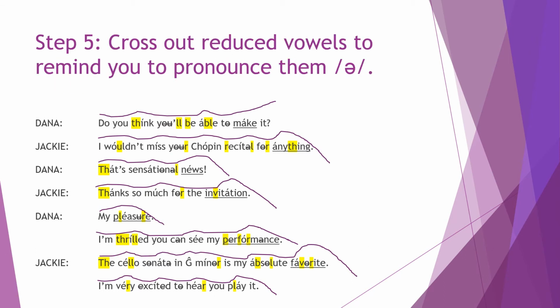In step 5, you will cross out reduced vowels to remind you to pronounce them. This can mean reduced vowels in unstressed syllables of multisyllable words, like the last syllable in recital, or the last two syllables of sensational, or the first and last vowels of sonata. It can also mean reducing the vowel in unstressed one-syllable words. For example, the preposition to becomes t in be able to make it, and the modal can becomes kn in you can see.